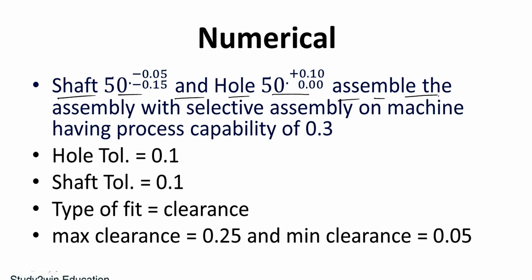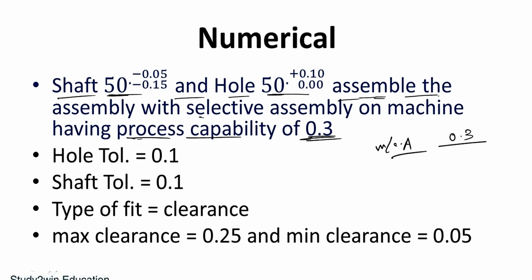Let's suppose we want to produce a shaft with a tolerance of minus 0.15 to minus 0.05 on a basic dimension of 50. Then we have a hole with a 50 dimension again and tolerance from 0 to 0.1. This is the shaft and hole dimensions, and we have to assemble this using selective assembly on a machine having a process capability of 0.3. Let's say there is a machine A which has a process capability of 0.3. Understand what it means?